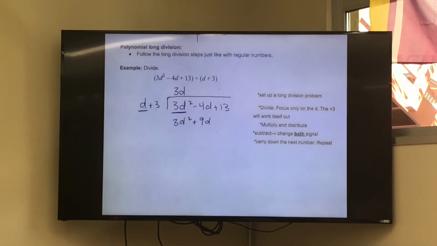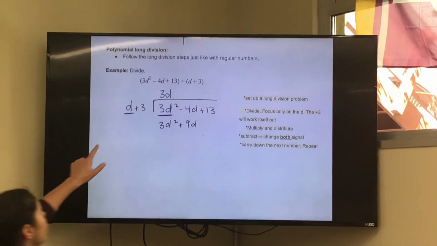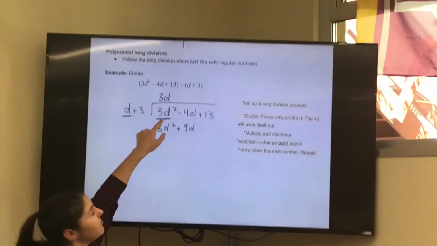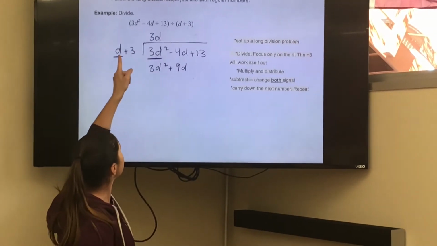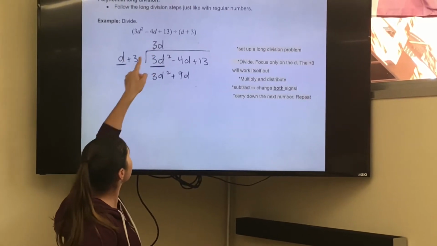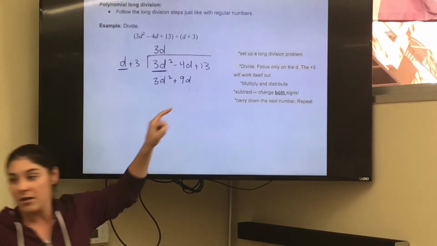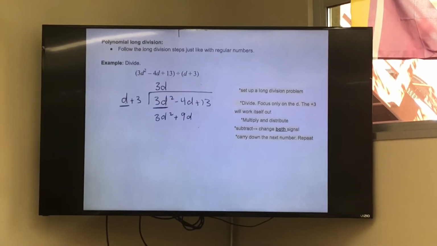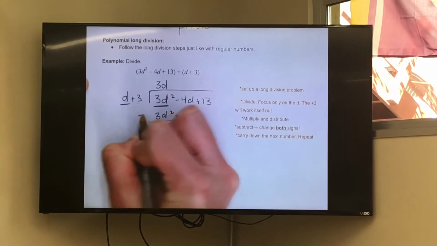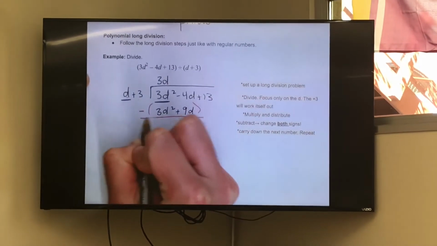So I want to make sure this makes sense. You do front letter into front term. I need a 3 and I need a d. And then you multiply this 3d times both of these, and that's what goes underneath. Now, just like with long division, we need to subtract. But I'm subtracting both of these terms.